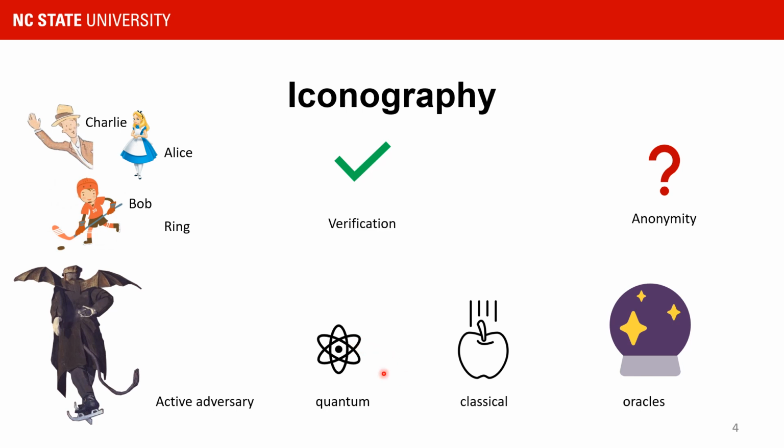Now I'm going to have quantum versus classical, so I use this electron atom symbol for quantum and a falling apple for classical. And then finally, I talk about something called oracles, which I'll use this crystal ball imagery for. So again, we still really haven't gotten into what any of this means, but hopefully you can keep these visuals in mind as I actually start to explain the background.